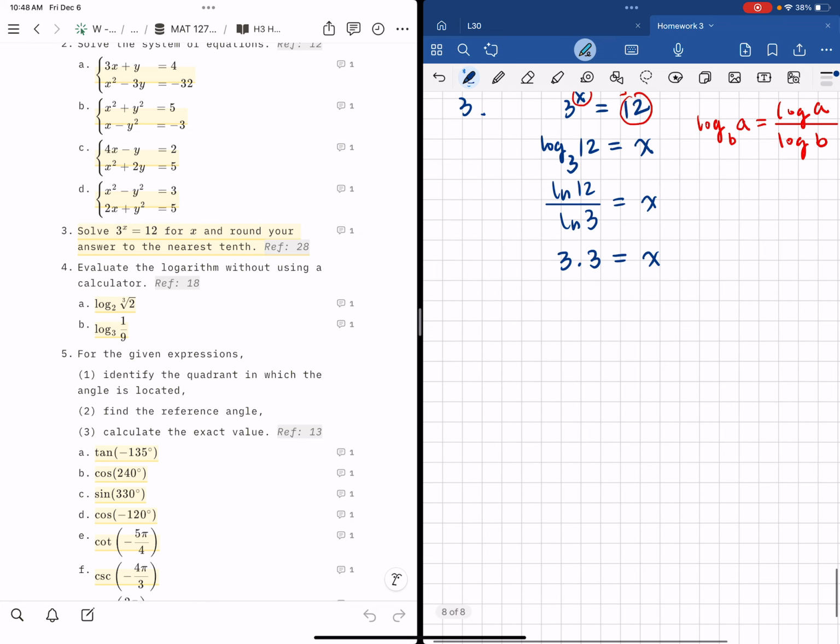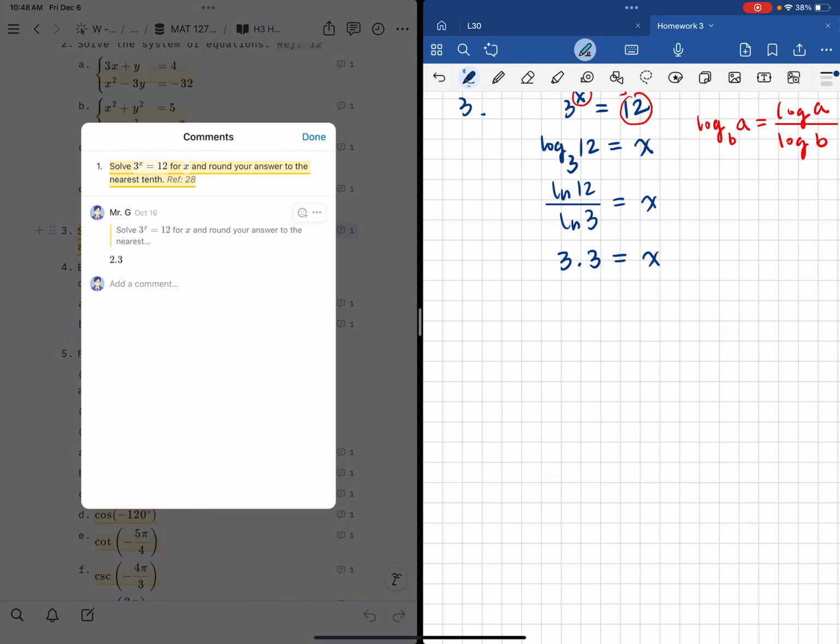And that's part A. Oh, actually, that's the only part. Never mind. Yeah, that's the only part. And let's see if that's right. 2.3. Oh, yeah, 2.3. Yeah, sorry. I had a different question. So it would be 2.3.